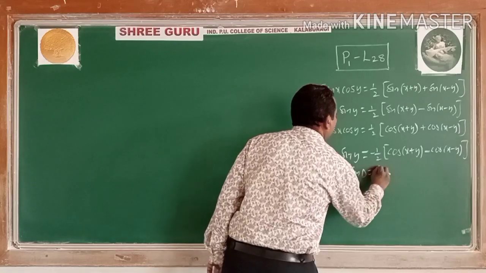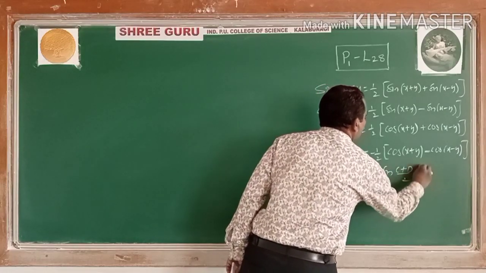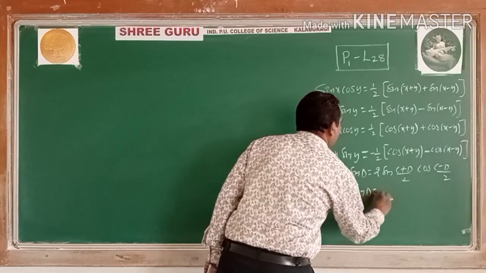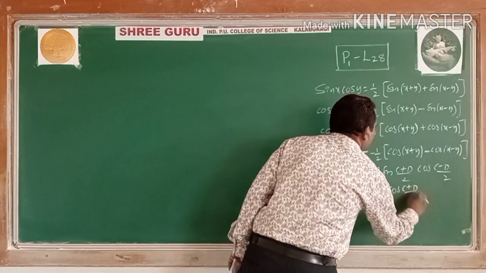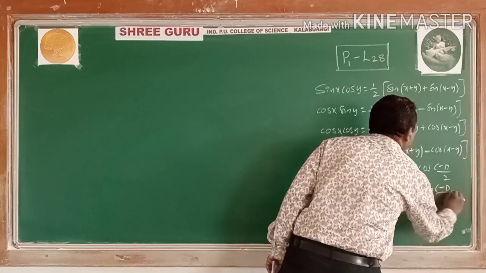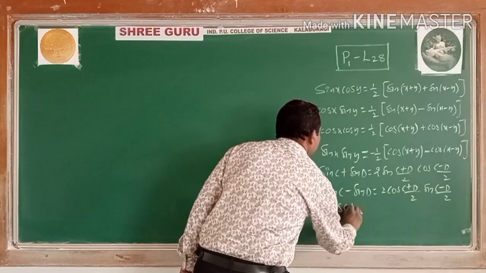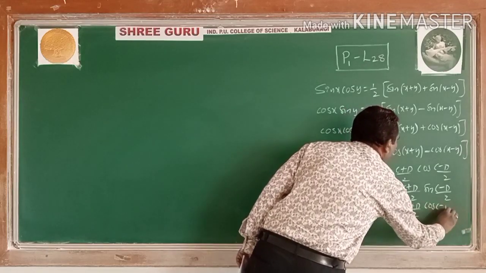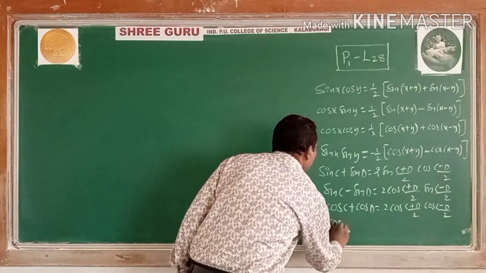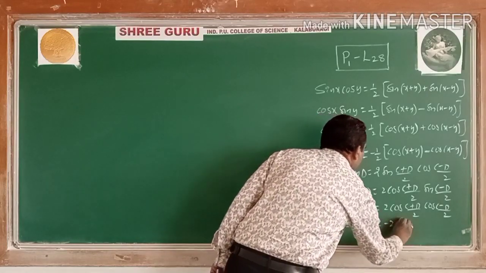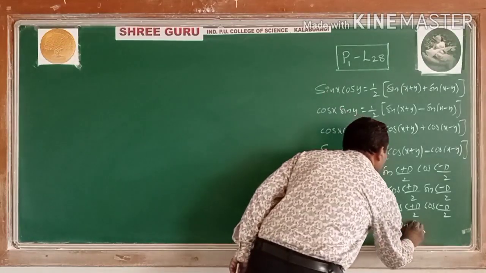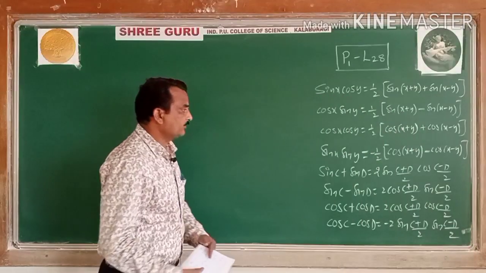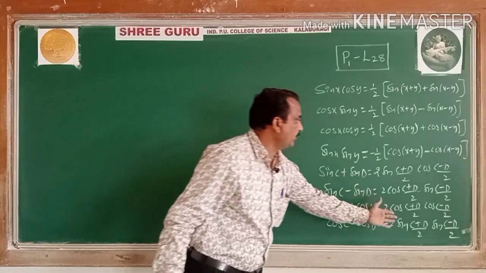So these are the 4 product formulas, and you know very well the 4 sum formulas. Sin C plus sin D: first sin, then cos. Sin C minus sin D: first cos, then sin. Cos C plus cos D: both cos. Cos C minus cos D: both sin, with a negative sign. See students, these are the formulas we have transformed here.